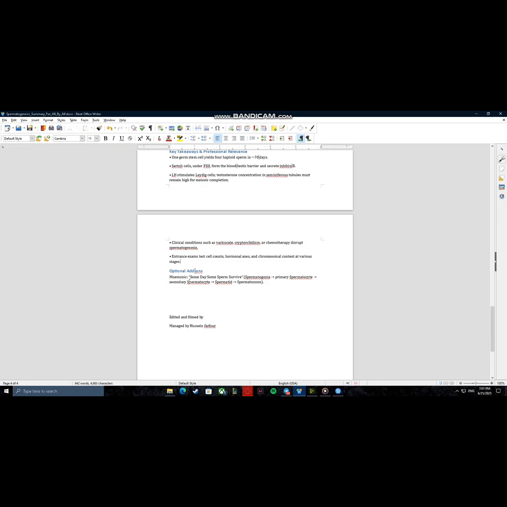Some mnemonics to help you remember. Someday some sperm survive, where we go from spermatogonia to primary spermatocyte to secondary spermatocyte, spermatid, and spermatozoon.